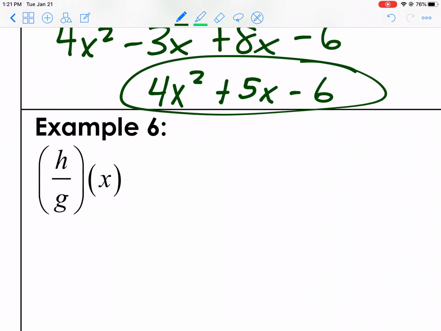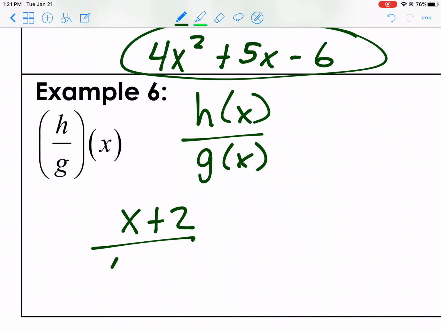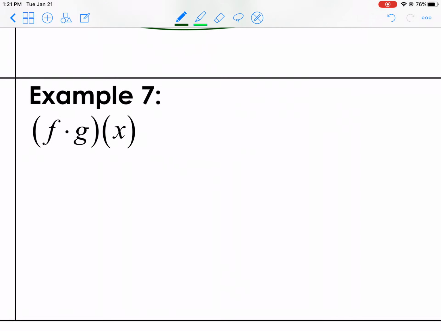Okay, example 6. We're doing h of x divided by g of x. So h of x is x plus 2. G of x is 4x minus 3. I'm looking, is there something I can factor away from the numerator and denominator? The answer is no. Their greatest common factor of each of those is 1. So that's the end.